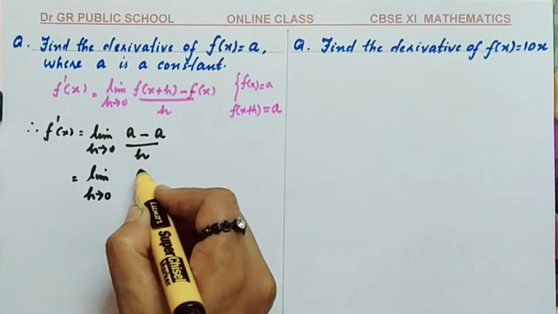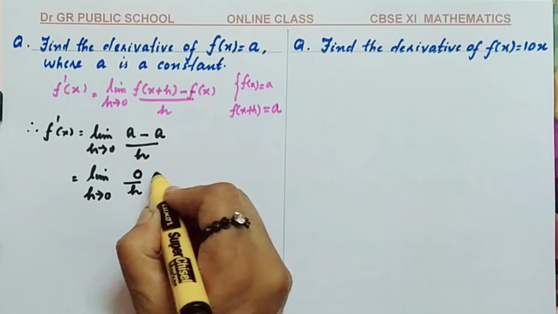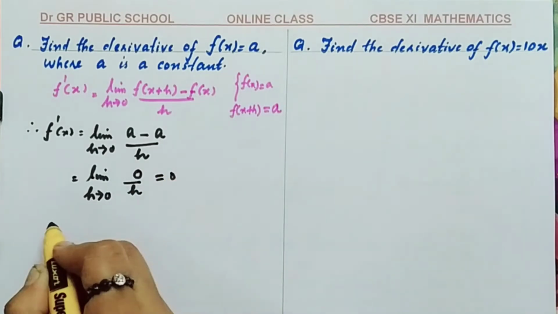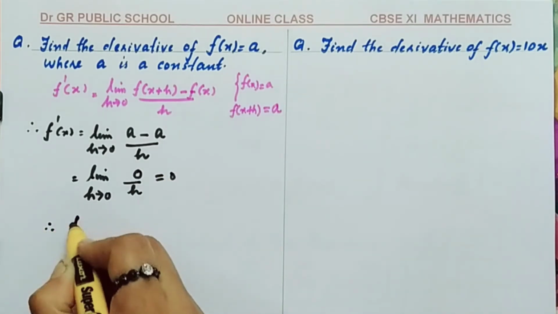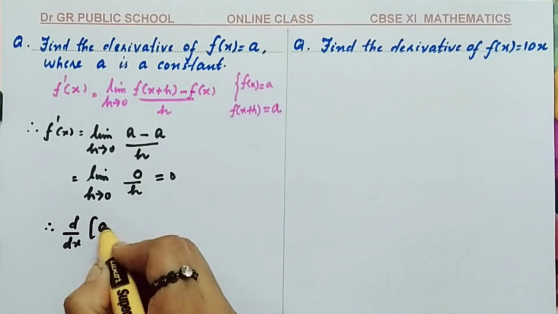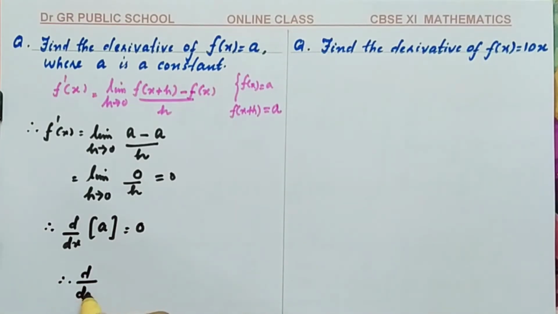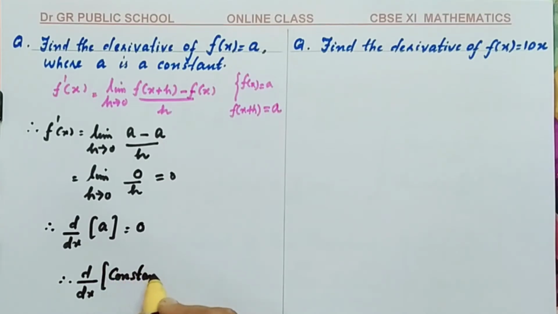a minus a is 0, 0 by h. 0 by any number is 0. Therefore, derivative of the constant function a equals 0. From this we can study one result: if the function is a constant one, then its derivative is 0. A very important result. Derivative of a constant is 0. Important.